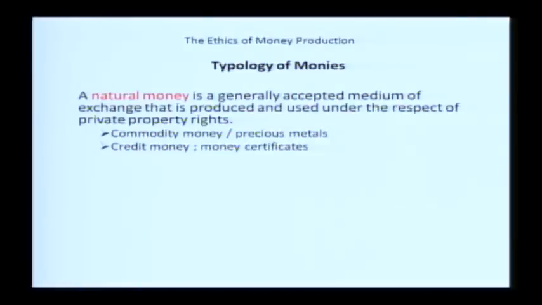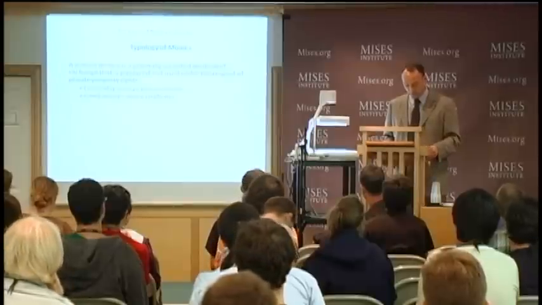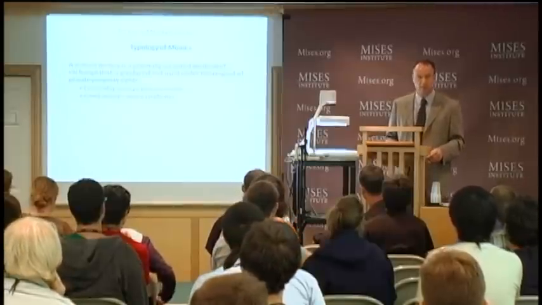And of course, there are also money certificates issued by banks, right? So if banks create bank accounts that are fully covered by gold or by silver, we would have a money certificate. These would also be natural monies.